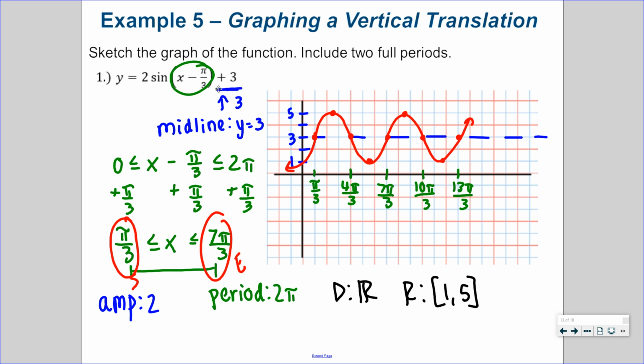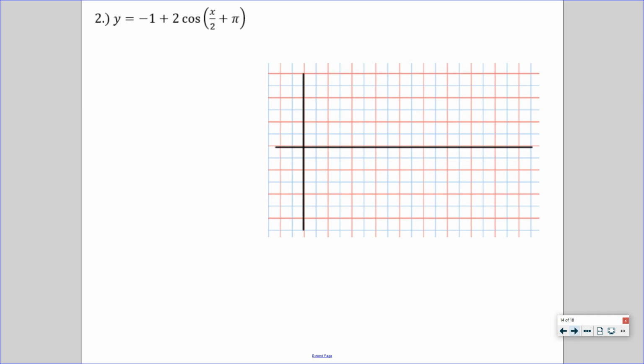We'll stop there. We made it through level 7. We will save level 8 for tomorrow. But do some practice on your homework of graphing these ones, especially the basic ones.